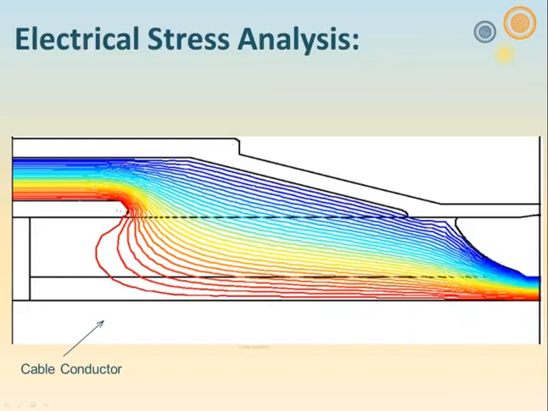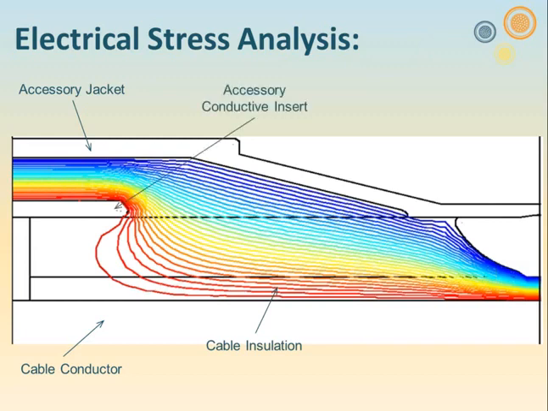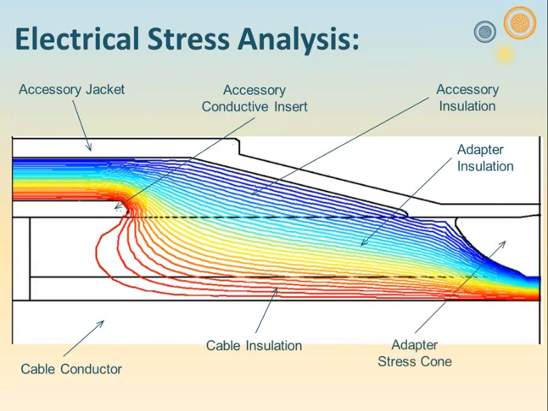Then we have the cable insulation. Here we have the accessory jacket, and this particular accessory is either a 600 amp T-body or a disconnectable splice. And we know that because of, well, you'll see in a moment, the cable adapter. This is the conductive insert of the T-body, and this is the insulation. Here, this section here is the cable adapter insulation and the cable adapter stress cone.